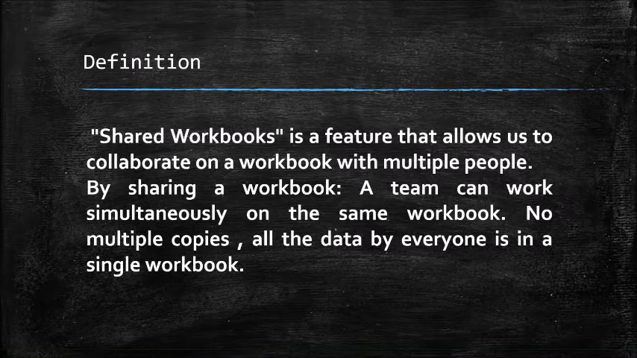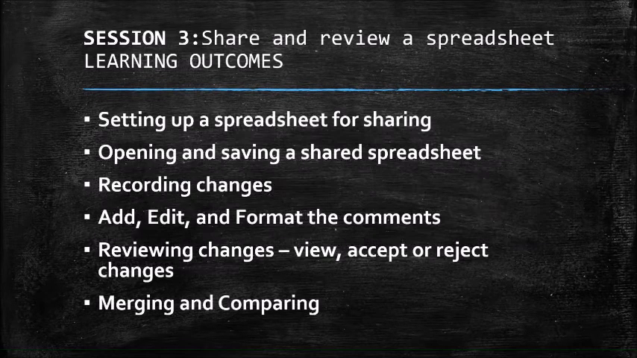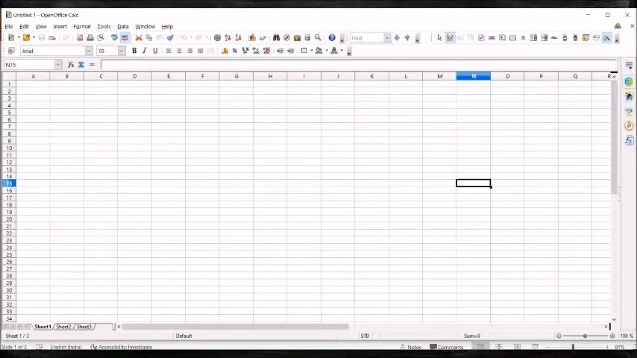The learning outcomes of this session are setting up a spreadsheet for sharing, opening and saving a spreadsheet, recording changes, add, edit and format the comments, reviewing changes, view, accept or reject changes, merging and comparing. Now we will open OpenOffice Calc and see how we can share a worksheet for collaborative work.